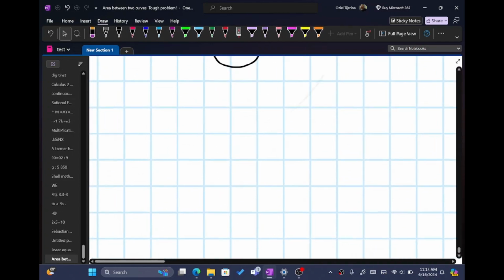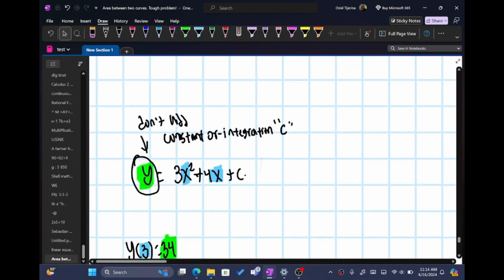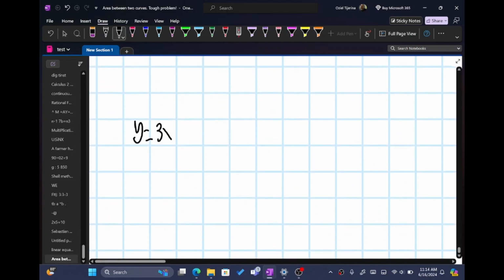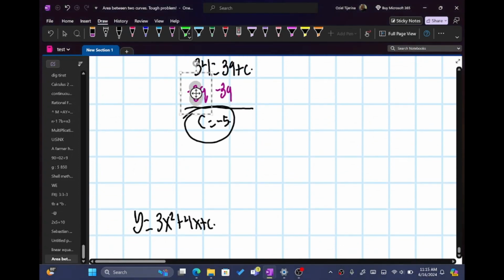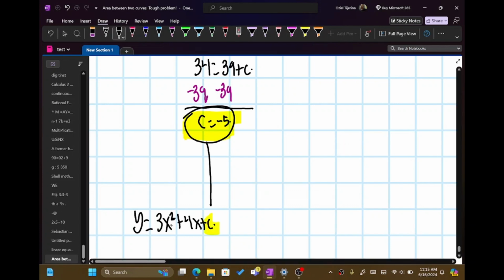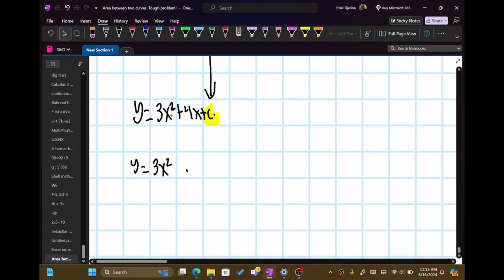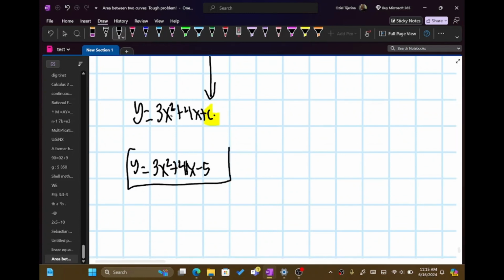So I know that my original equation is y equals 3x squared plus 4x plus c. But we finally solved for c, so we're just going to put this in over here. So it's going to go y equals 3x squared plus 4x minus 5. And that, guys, is our final answer to this problem.